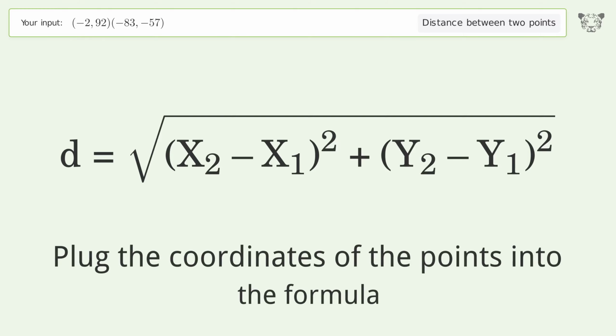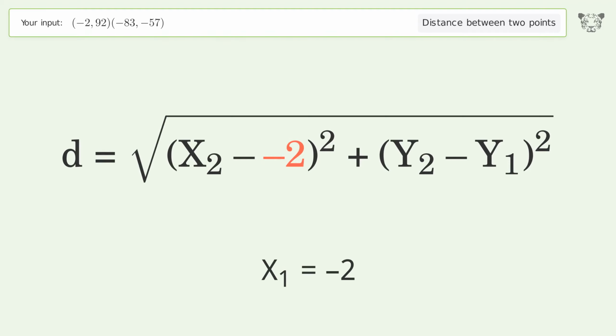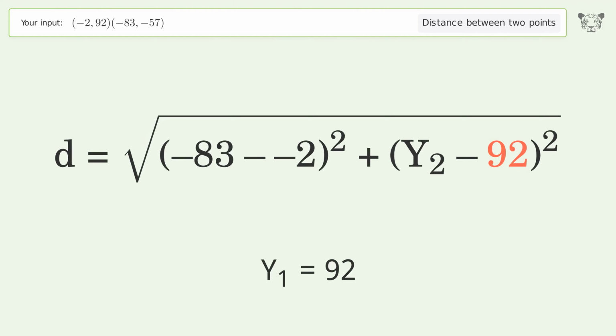Plug the coordinates of the points into the formula. x1 equals -2. x2 equals -83. y1 equals 92. y2 equals -57.